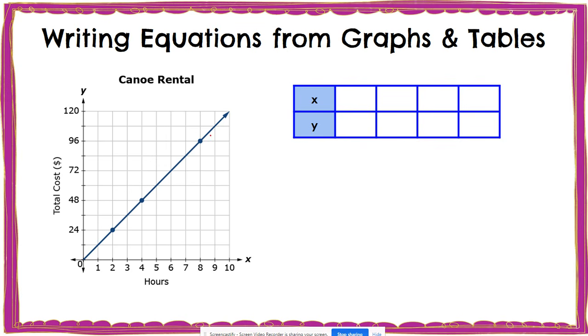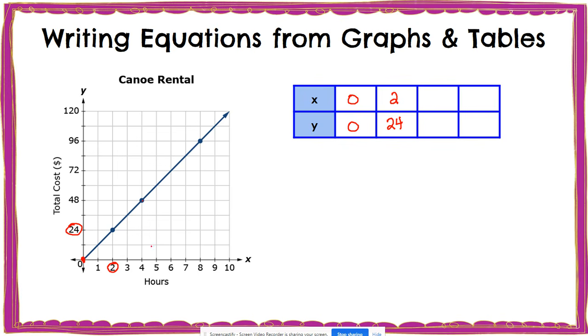I can take the values that are on my graph and I can put them into a table. So I see that my first point is right here at the origin. Well, that is a point where x is equal to 0 and y is also equal to 0. I notice that I have another point right here. This point has an x value of 2, and then it has a y value of 24, so I can put that in my table as 2 and 24.